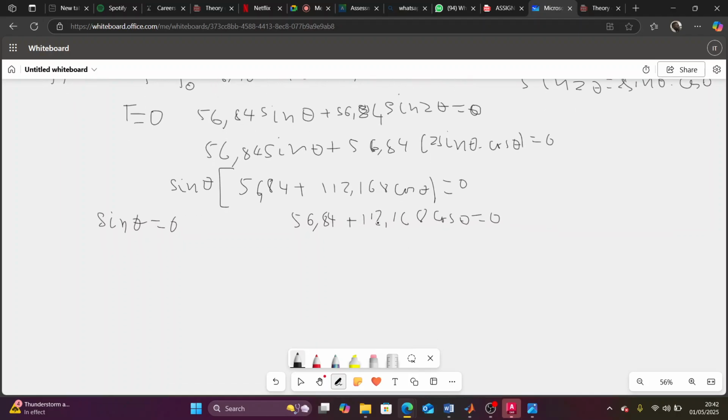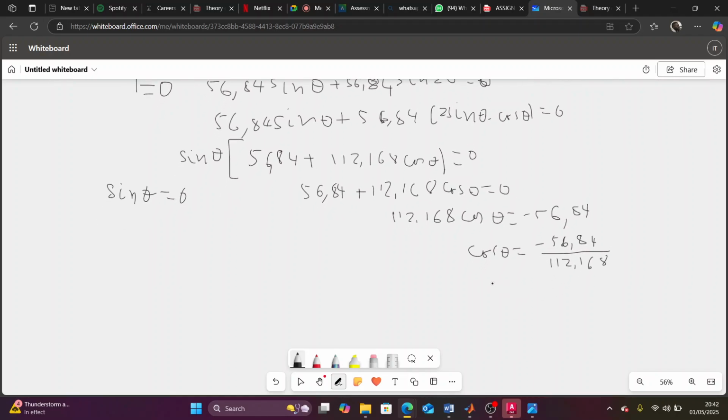Now, what is happening here, Andile? We'll have 112,168 cos theta to be equal to minus 56,84. Then cos theta is therefore minus 56,84 divided by 112,168. So therefore, what is theta, Andile? It is cos inverse of this.